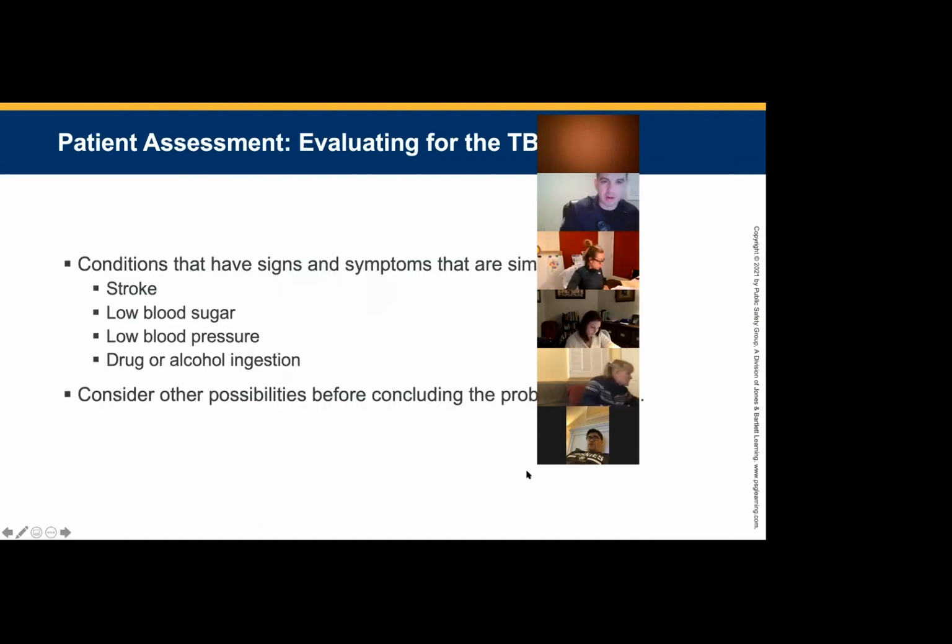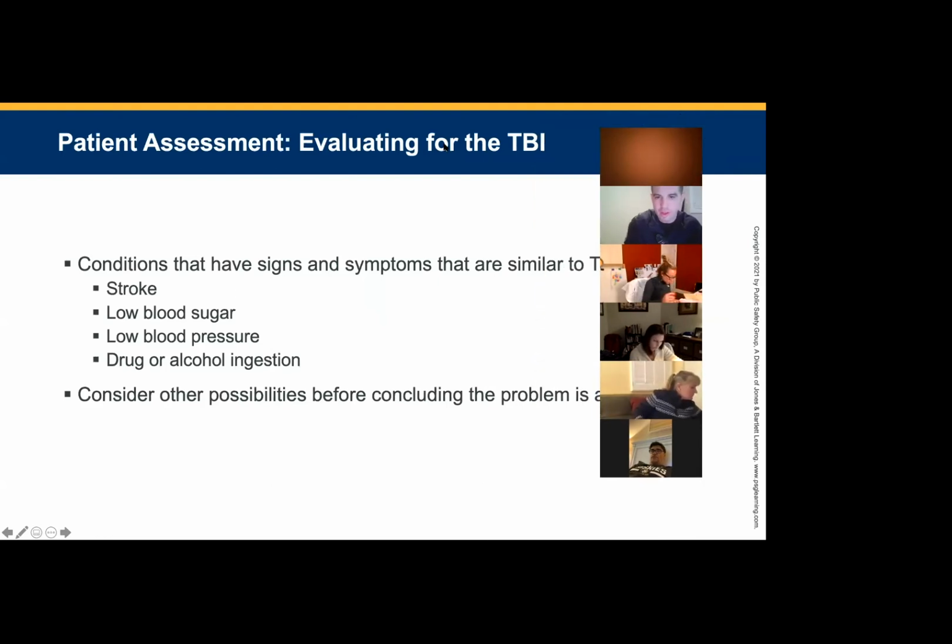All right, so moving on, talking about evaluating for traumatic brain injury. The thing about traumatic brain injury is that we have to be able to rule out and think about other causes of that individual not acting appropriately. So that may include stroke. However, stroke can be very similar to a skull fracture.